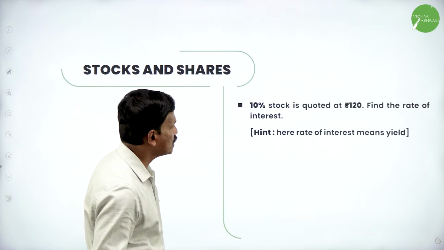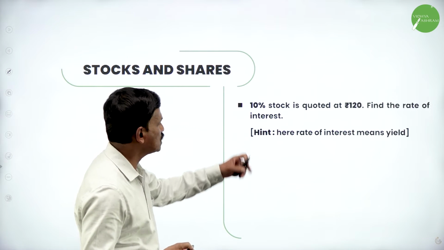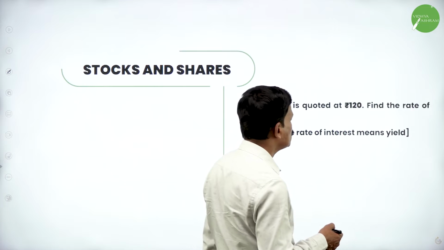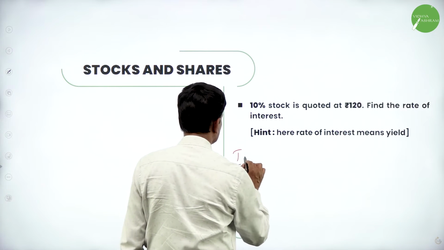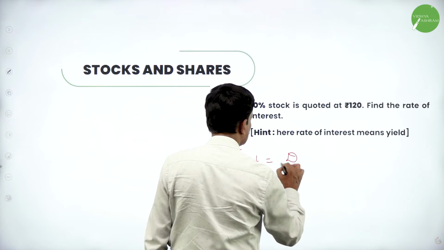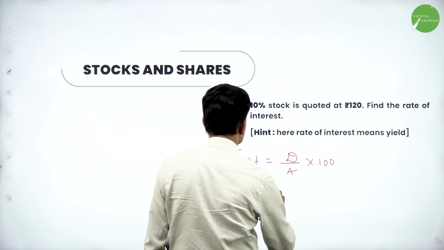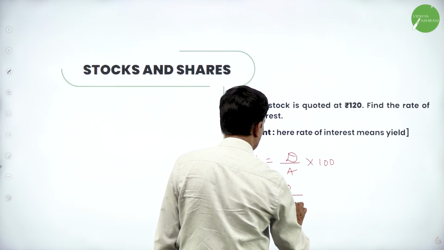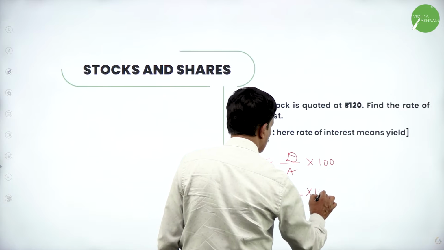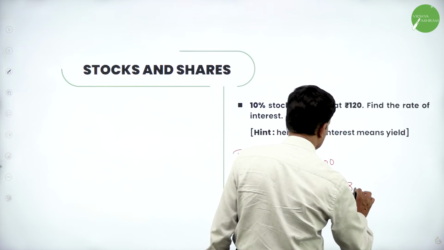10% stock is quoted at rupees 120. Find the rate of interest. What is given hint? Here the rate of interest means it is a yield. Okay. So interest here is equal to D by A into 100. What is D by A? So here 10% quoted at amount is 120 into 100. This is equal to 8.33%.